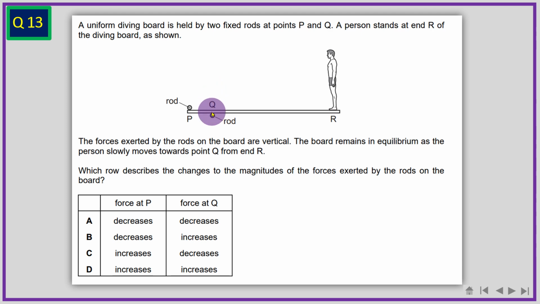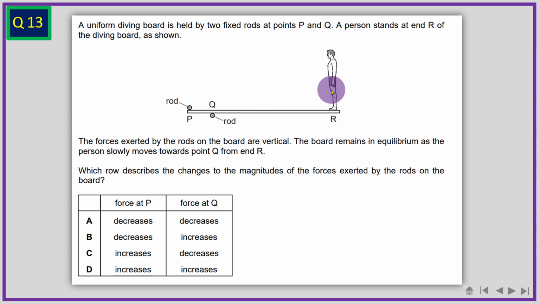If we apply the second condition for equilibrium, which said that the resultant force on the system must be 0, we find that the weight of this person plus this weight, which has reduced, should be equal to the force at point Q, which acts vertically upwards. In other words, the sum of the upward forces should be equal to the sum of the downward forces, but the sum of the downward forces is reducing, and since equilibrium must be maintained, then the force acting on the board at point Q is also reducing.